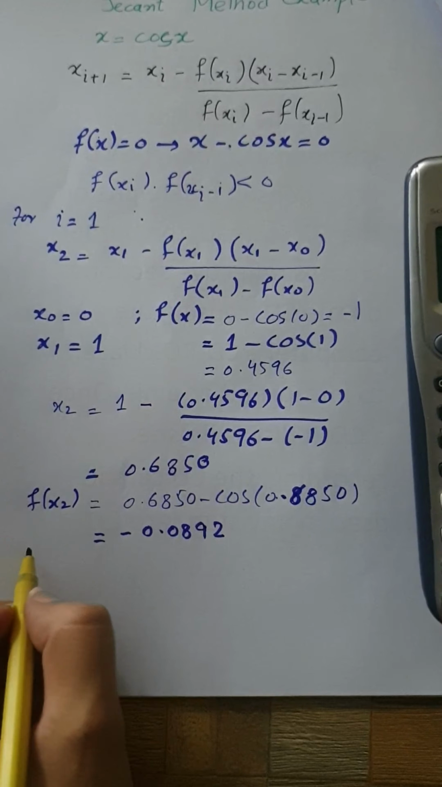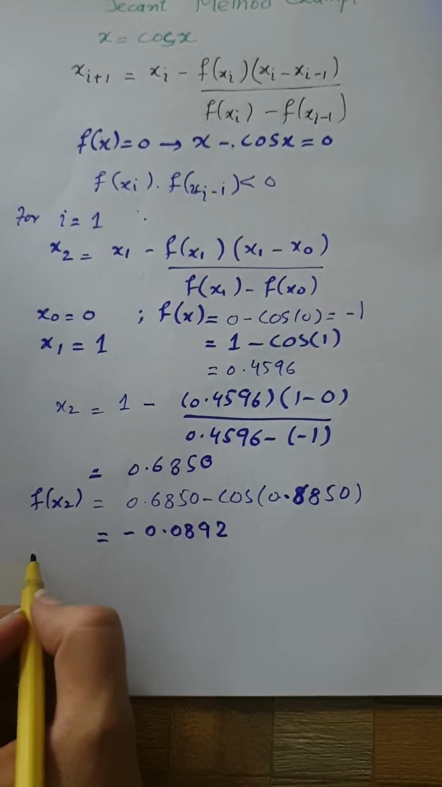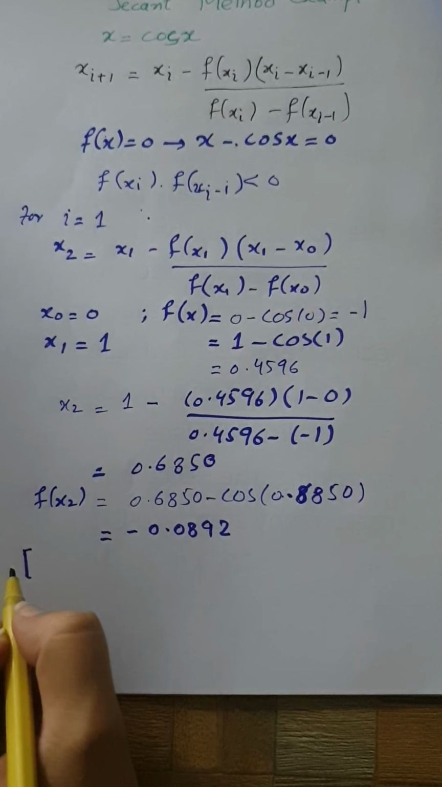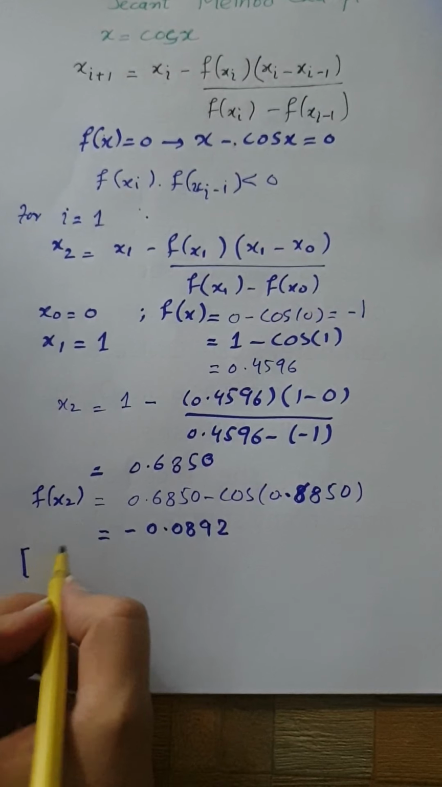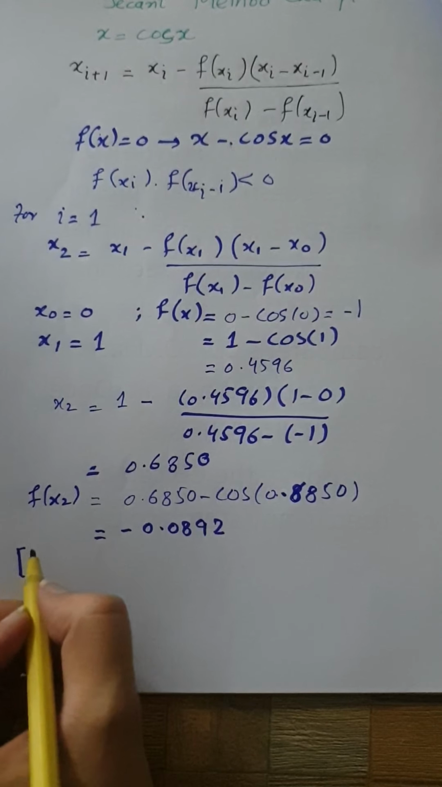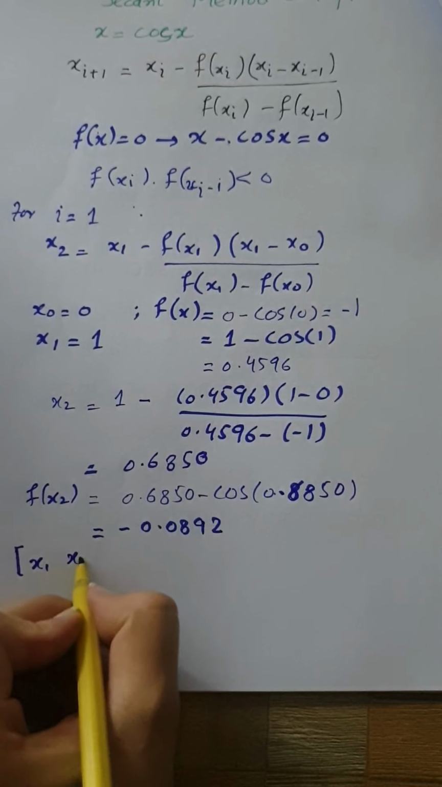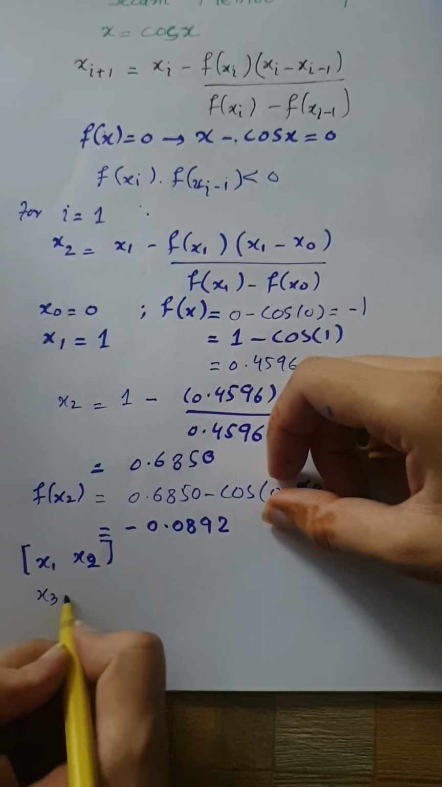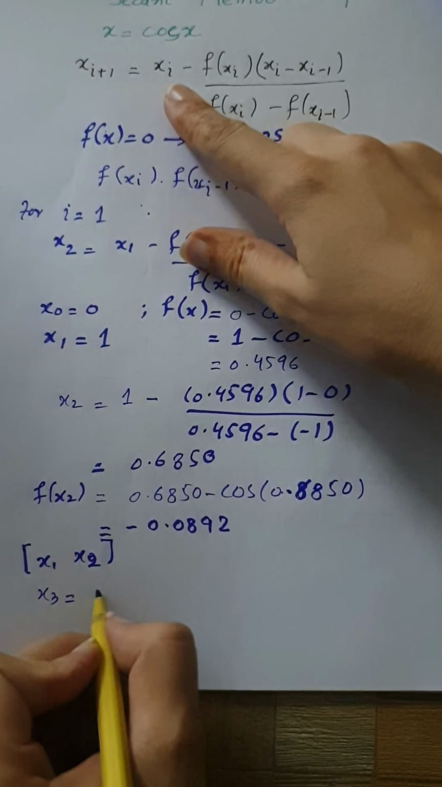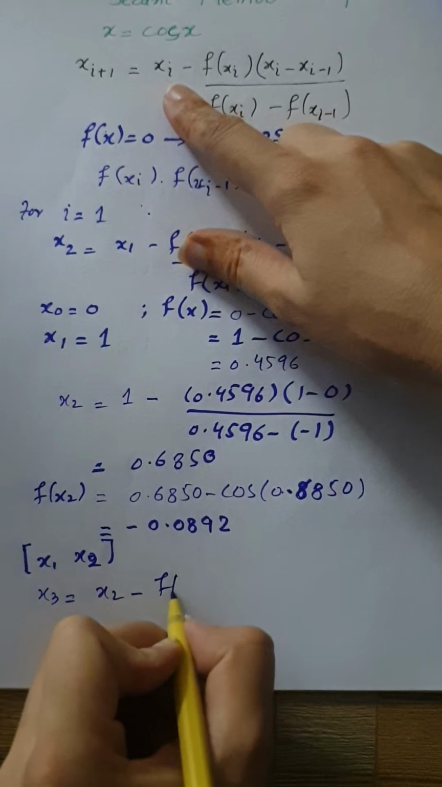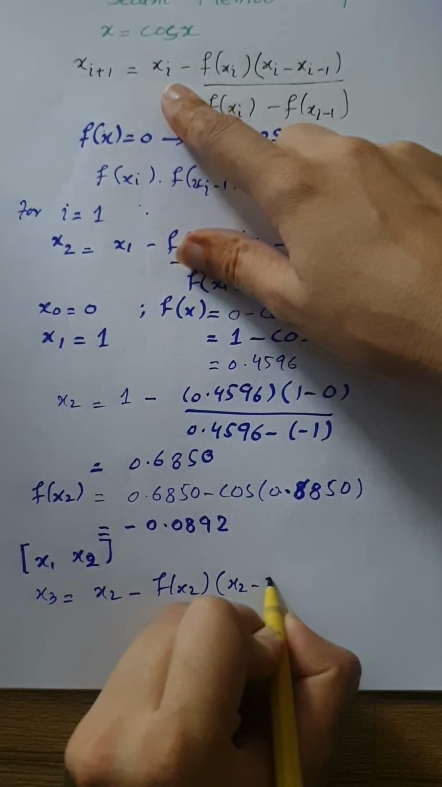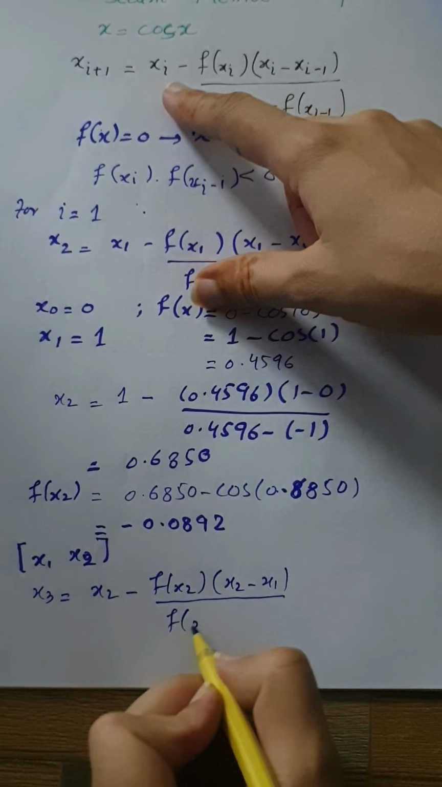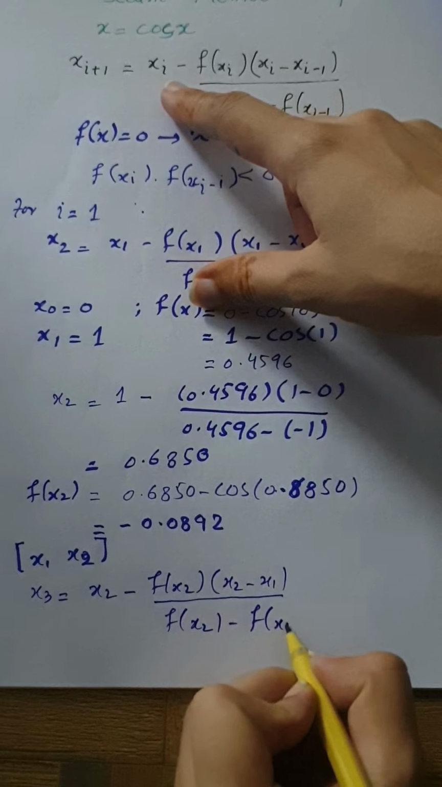Now we need to take the two initial guesses, and since it is not a bracketing method, we will just use the two consecutive values. So we will use x1 and x2 as our next interval points. So x3 is equal to x2 minus f(x2) times (x2 minus x1), divided by f(x2) minus f(x1).